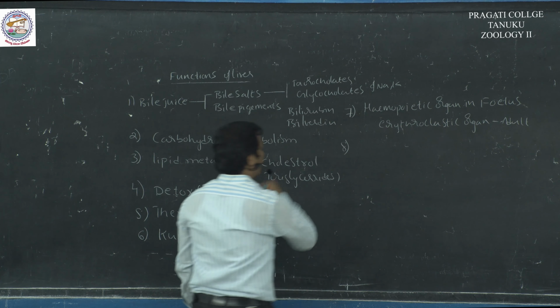Liver is involved in carbohydrate metabolism: gluconeogenesis, glycogenesis, and lipogenesis. Liver is also involved in lipid metabolism, synthesis of cholesterol and triglycerides. Liver is also involved in detoxification. It is the chief organ of detoxification. That means it converts toxic substances into less toxic substances.